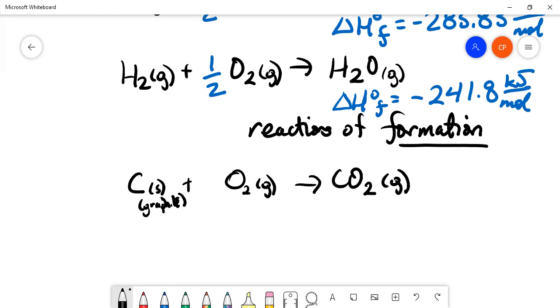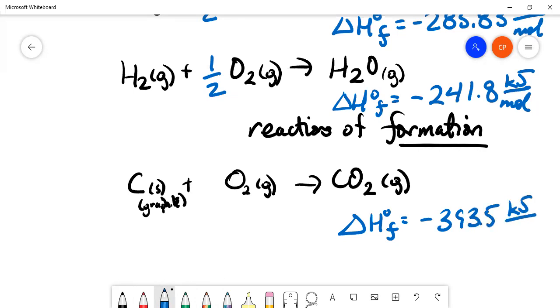Woohoo. And the value we took from this tabulation is negative 393.5 kilojoules per mole. If I combine 1 mole of solid carbon in the graphite form and 1 mole of oxygen gas, that will yield 1 mole of carbon dioxide, and it will release 393.5 kilojoules of energy. These are all delta H's. Okay? They represent some change in energy from reactants to products.